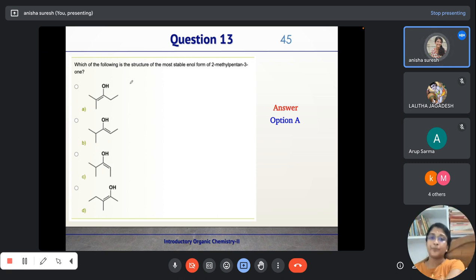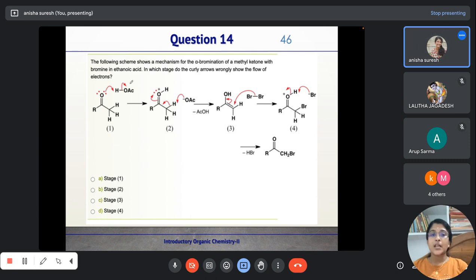Now coming to question number 14. Here they have given a scheme. The following scheme shows a mechanism for alpha bromination of a methyl ketone with bromine in ethanoic acid. In which stage do the curly arrows wrongly show the flow of electrons? So you observe the flow of electrons through the arrows and see which arrows are representing the wrong flow of electrons.